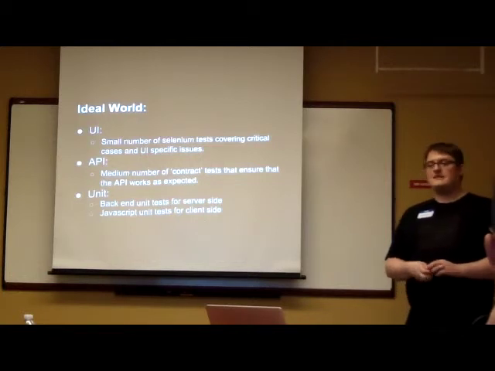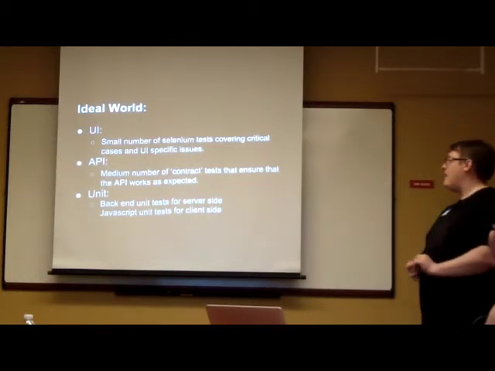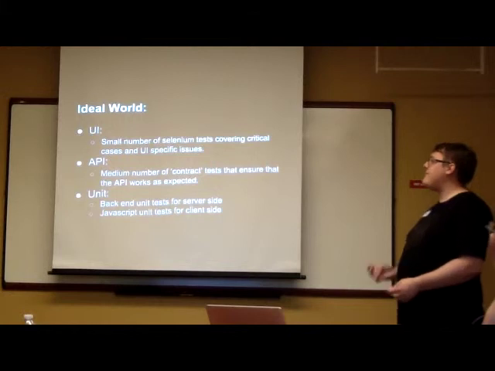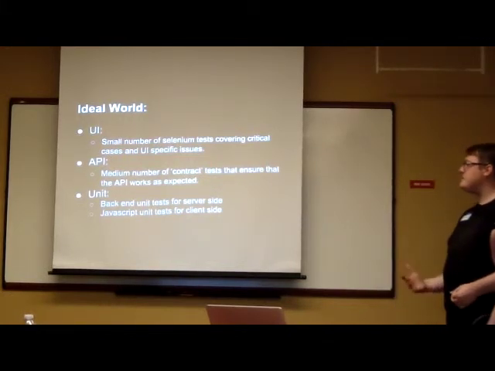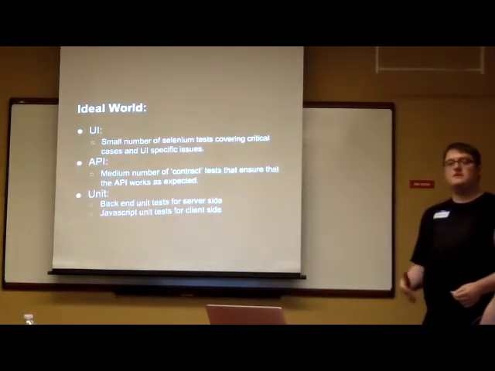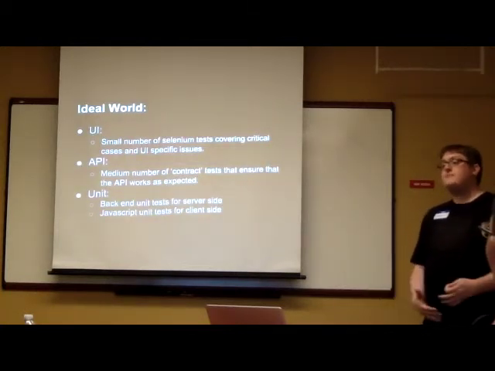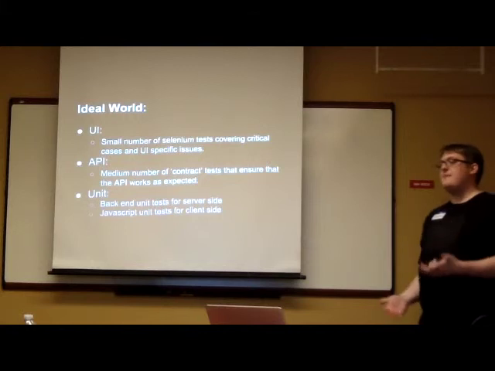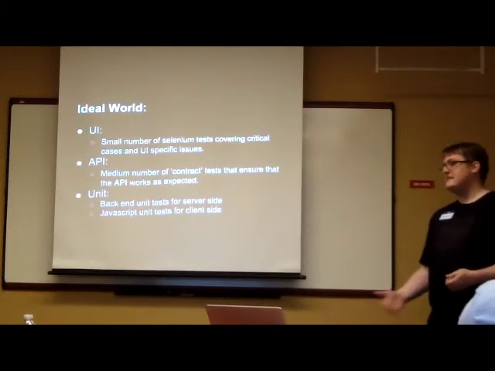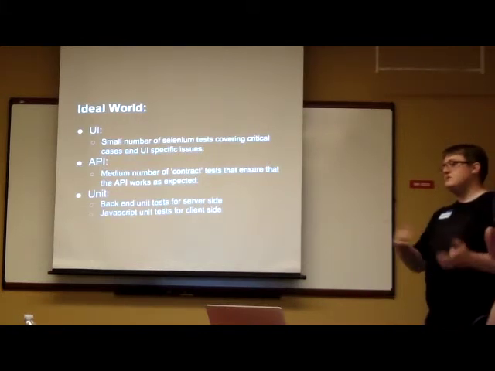I don't really have time to automate things people don't care about. At the API level, I would have a medium number of contract tests that ensure that the API works as expected. So there's a lot of good resources to read about testing APIs. From a QA perspective, what we care about is, does the API present what it says it presents? And does it do the thing it says it does? So there's two steps to that.